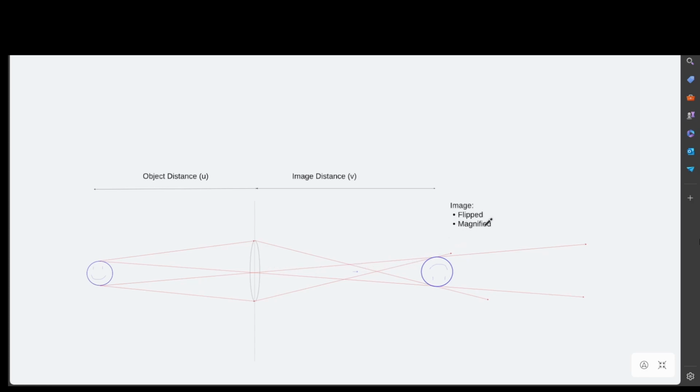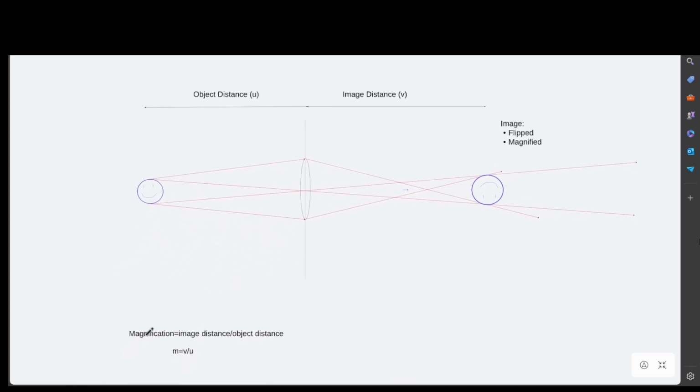But more importantly, the image is magnified. I'm sure you're familiar with the concept of magnification in real life, but it is very important. It's very simple, just a simple equation: magnification equals image distance over object distance. So that's m equals v over u. It's just how big the image is compared to the object, so image over object. Big might sound a bit strange because I'm talking about how far it is from the lens, but it will come to the same thing.